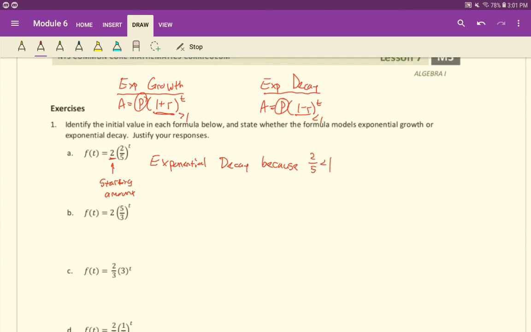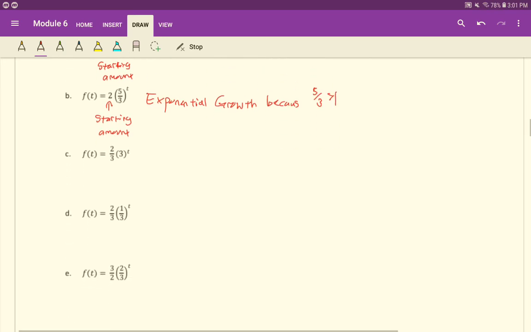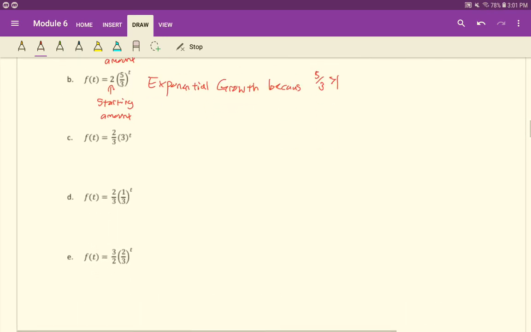How about letter B? Well, again, the starting amount is right there, it's the 2. And then what about the 5/3? Well, that is larger than 1, so that will be exponential growth, because 5/3 is bigger than 1. Okay, go ahead and try C, D, and E, see if you can figure those out.